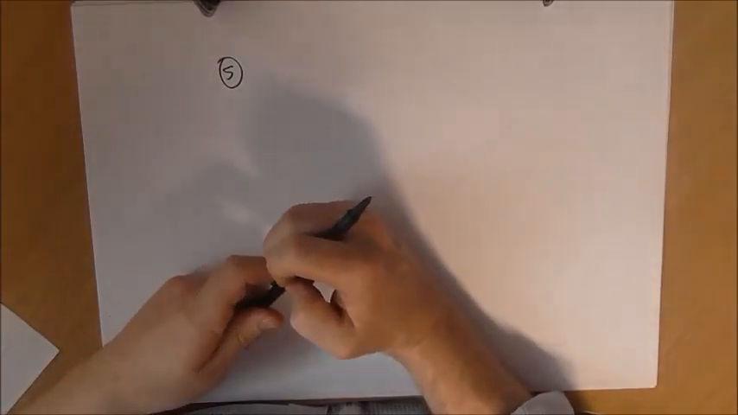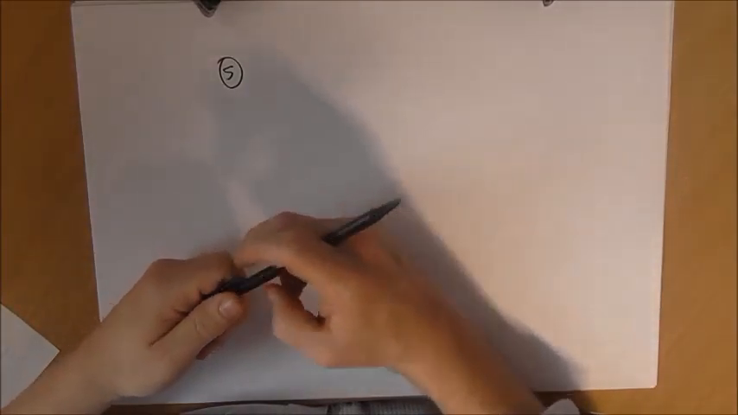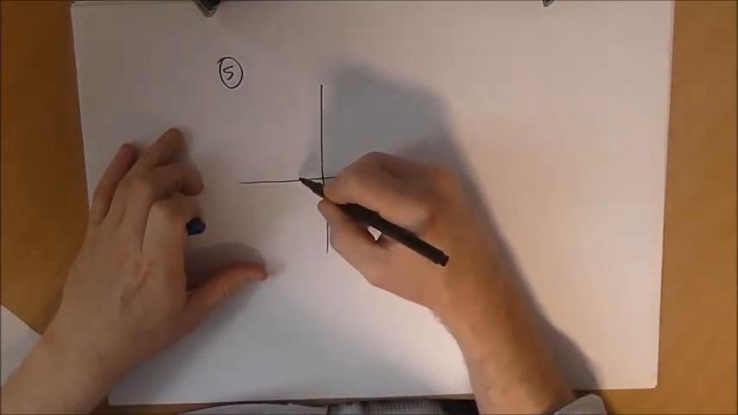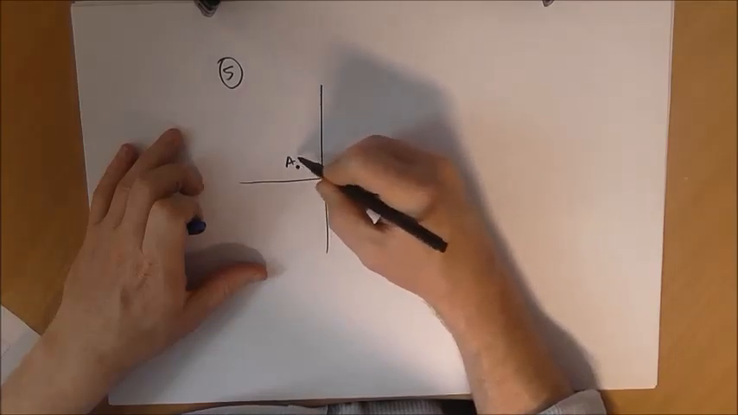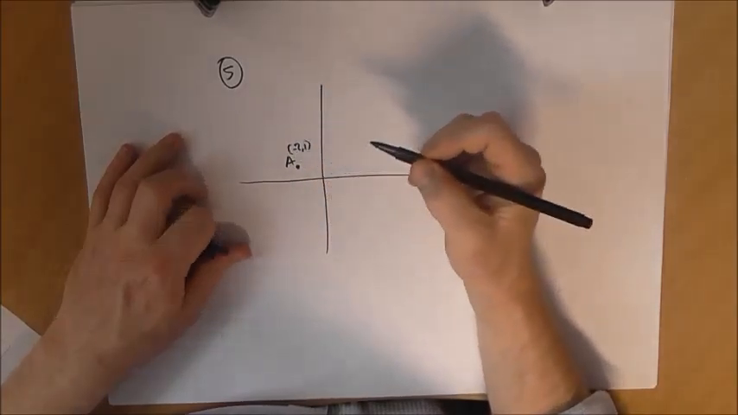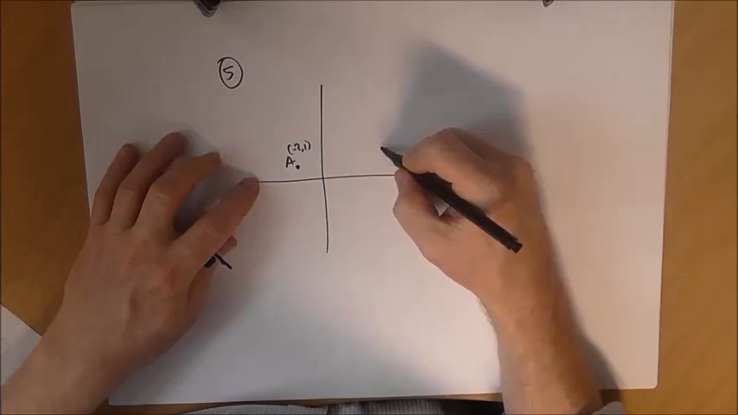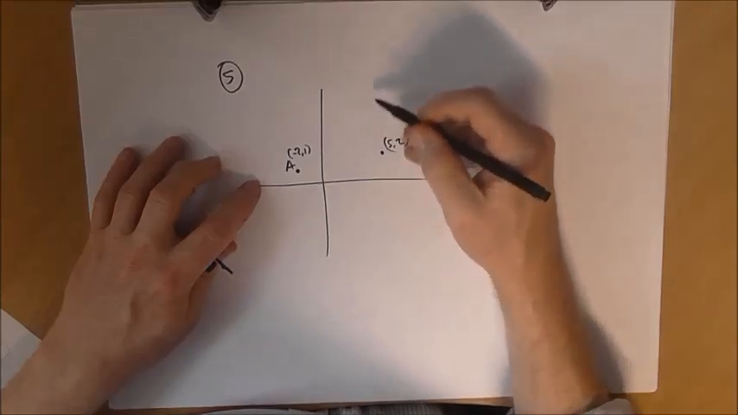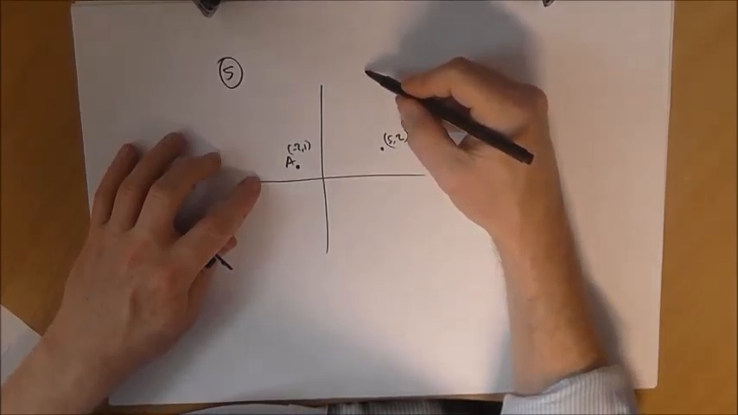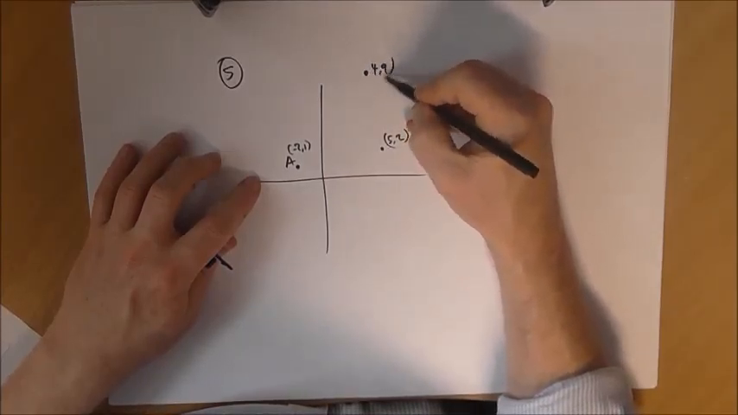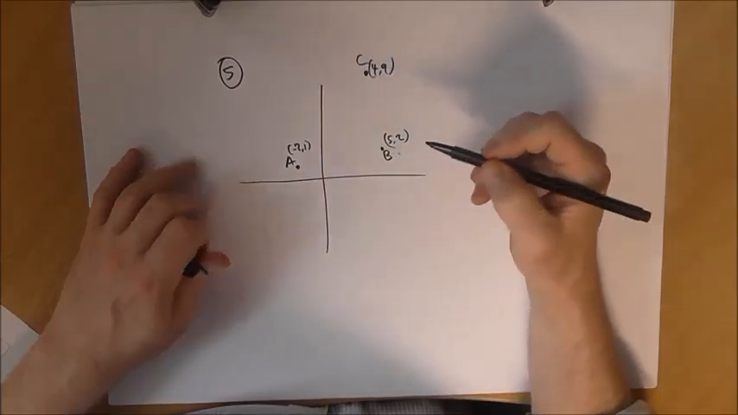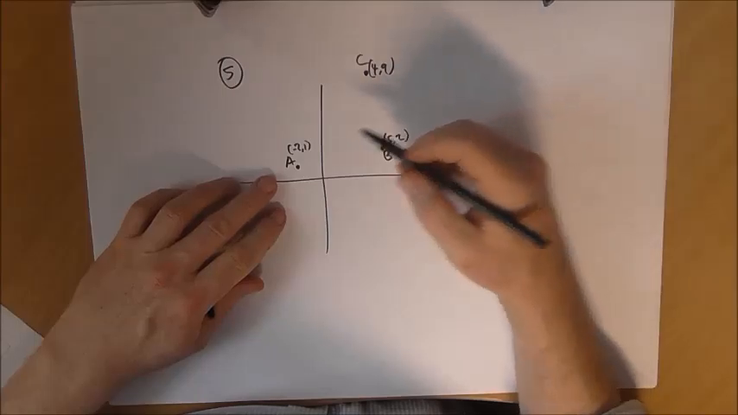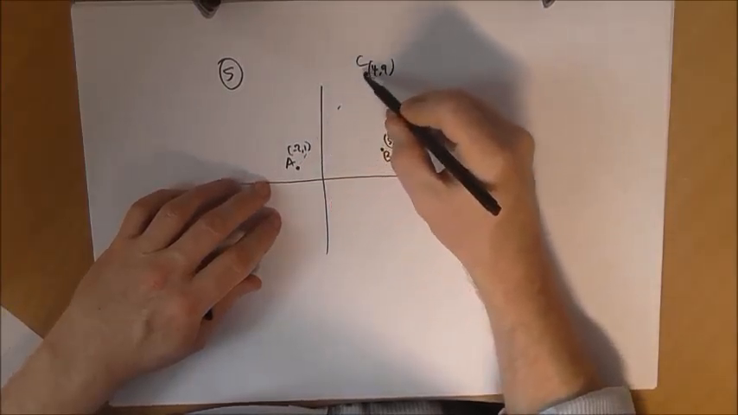Question number 5. You have A, B and C. This is me drawing a diagram. That's A, negative 2, 1. That's B, 5, 2. Doesn't need to be super accurate for this. 4, 9. Find the coordinates of the midpoint of the line AC. So that one there, M.